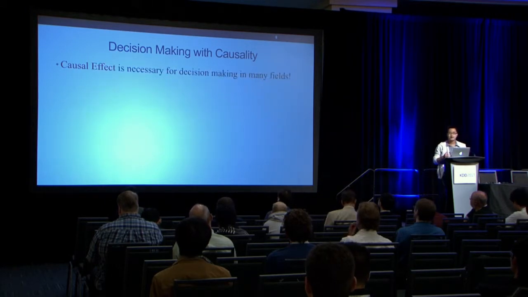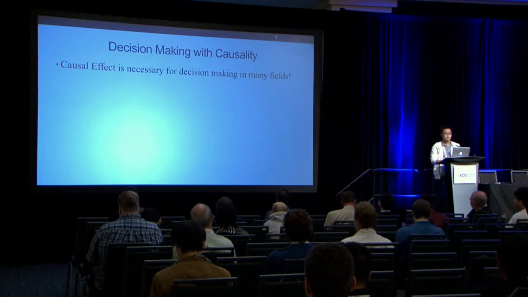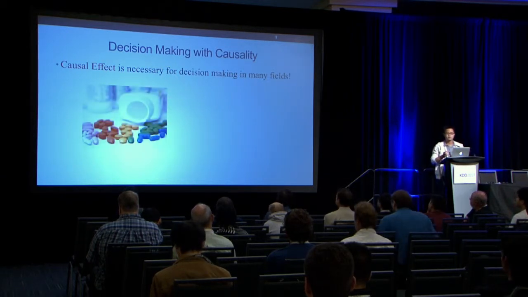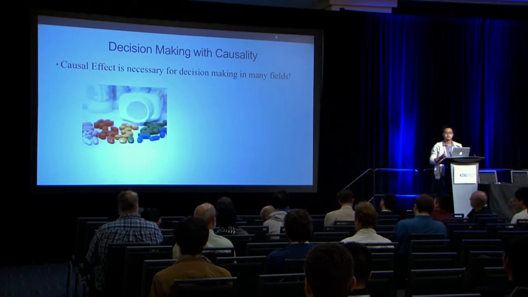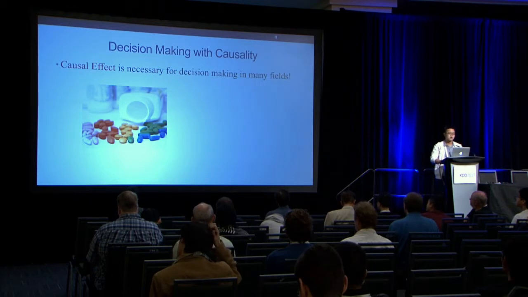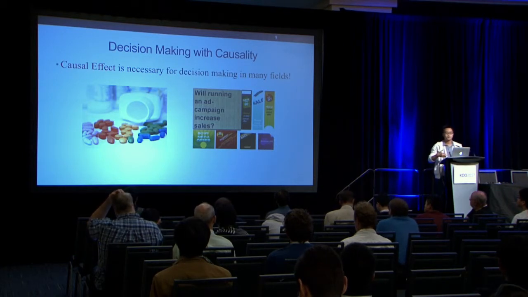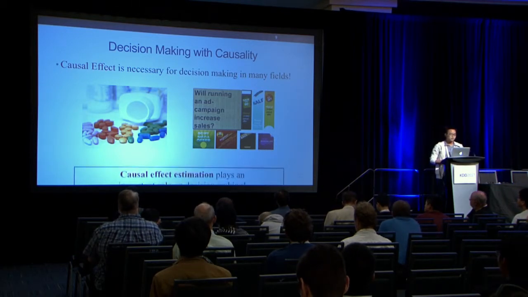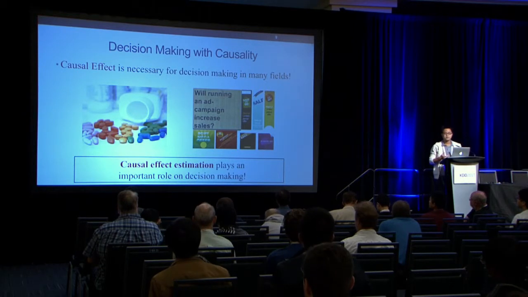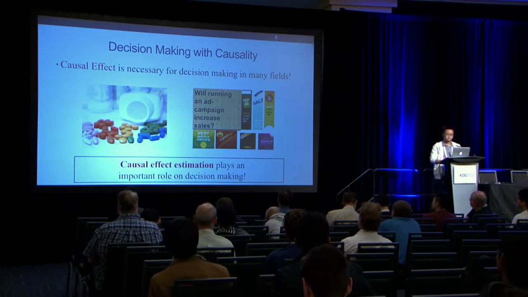Actually, causal effect estimation is very necessary for decision making in many fields. For example, in the medical field, we need to run experiments to estimate the causal effects of a new medication before launching it. And in social marketing, we need testing to estimate the causal effects of a marketing strategy before promoting it. So causal effect estimation plays an important role in decision making.